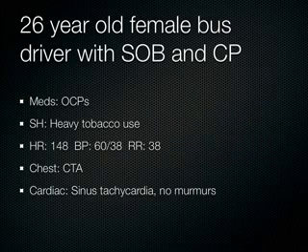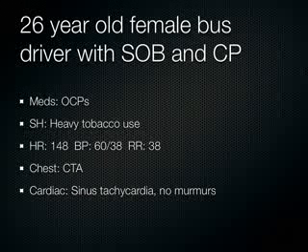A 26-year-old female comes in. She's got shortness of breath and chest pain. She's a school bus driver. She's on oral contraceptive medications, recently started taking them. She's a heavy smoker. Those are her vital signs. She's tachycardic, hypotensive, tachypneic. Her lungs are clear. What do you think is going on?